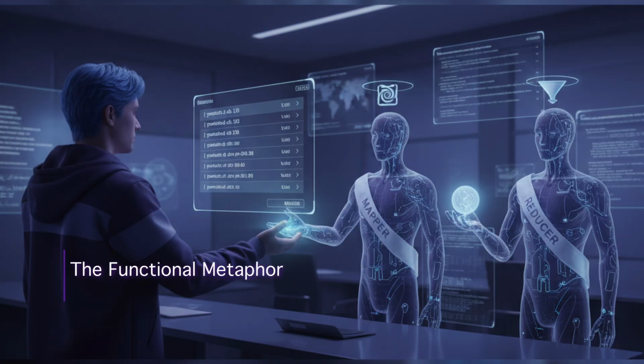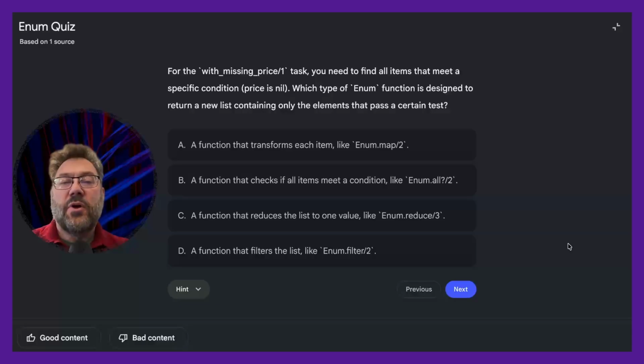One way to think of the Enum module's functions is as a team of specialized personal assistants for your data. Instead of manually giving instructions for each single item, you hand the entire list to the assistant responsible for sorting by price, or another for filtering to find missing prices, and yet another for calculating the total quantity. They handle the iteration, you just define the goal. For the with missing price task, we need to find all the items that meet a specific condition. So we want to filter the list based on the items that meet that condition.